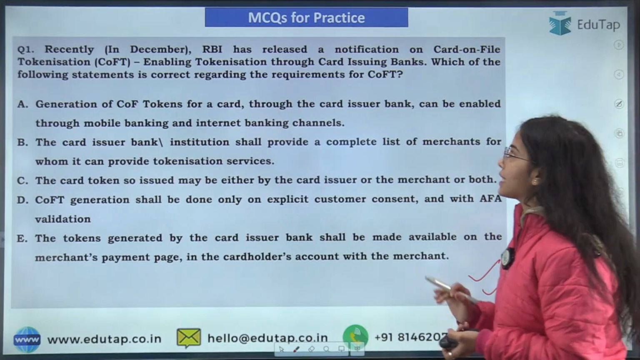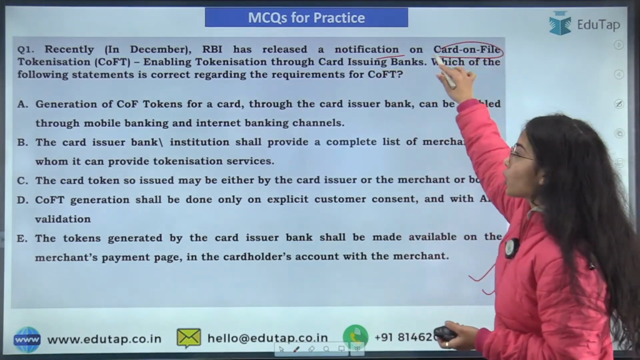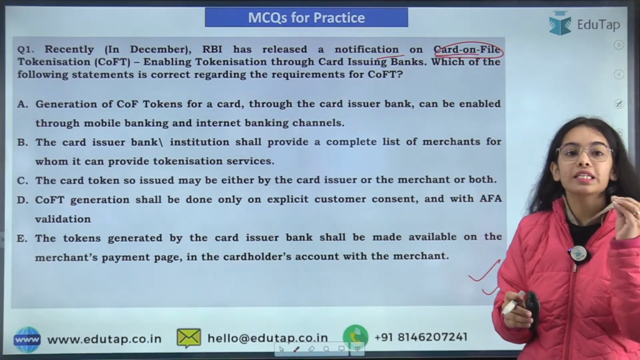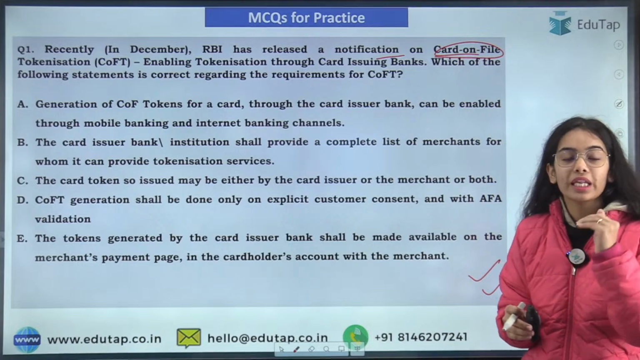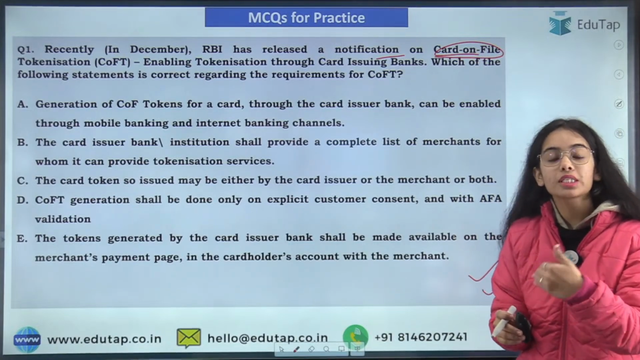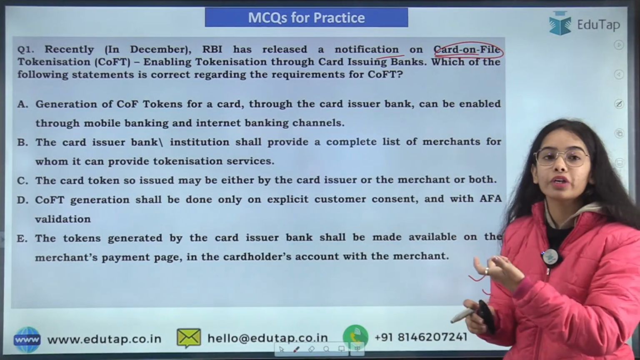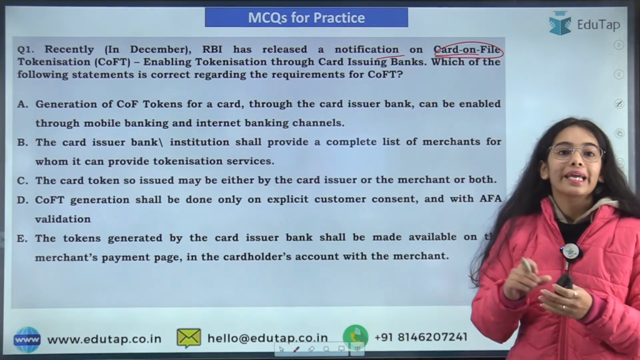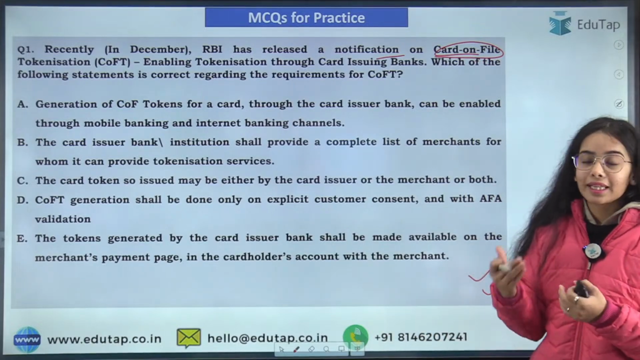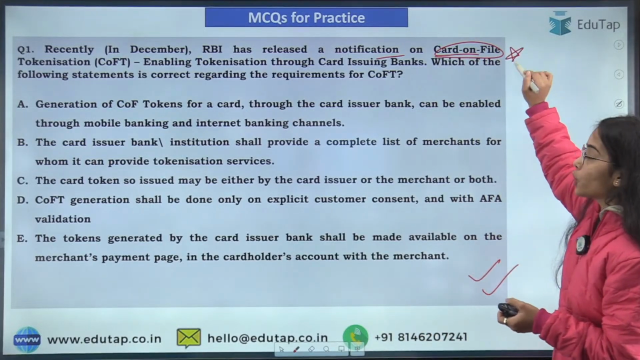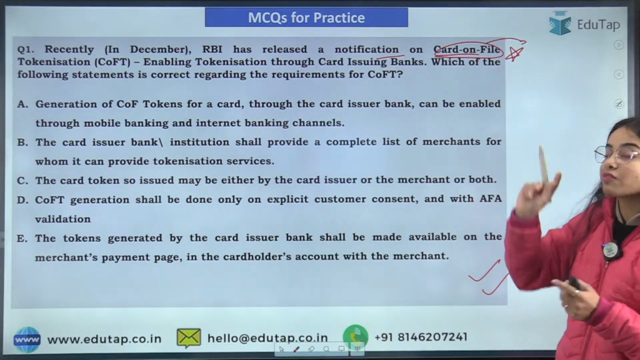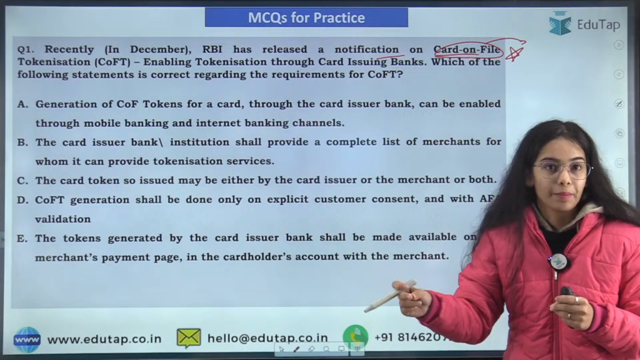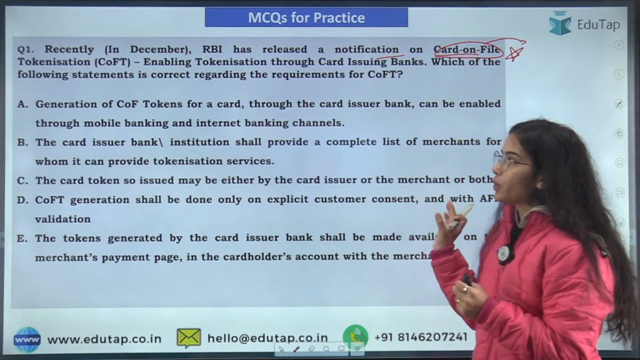Recently RBI has released a notification on card on file tokenization. Card on file tokenization concerns the card data that was saved by merchants and different sellers. It is not good that they save the card data because it can be hacked or stolen. That's why, under card on file tokenization, the card details will not be saved; rather, a token will be saved against the card number.